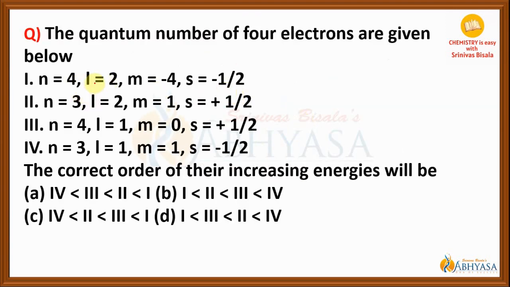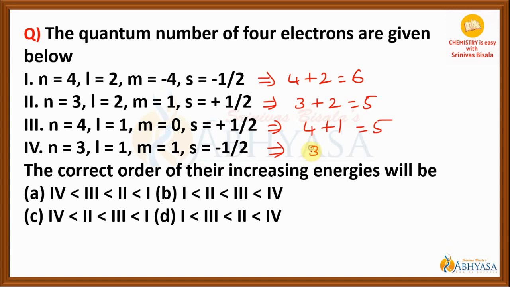So let's compare the n plus L value of all these 4 electrons. For the first electron, n plus L value is 4 plus 2, that is 6. For the second one, it is 3 plus 2, which is 5. For the third electron, it is 4 plus 1, which is 5. And for the fourth electron, 3 plus 1, which is equal to 4. While considering the energy of the electron or the orbitals, there is no need to consider the m value and the s value. So what do we need to find here? We need to find the correct order of their increasing energy.